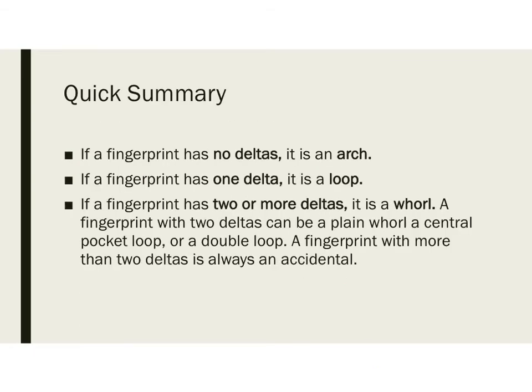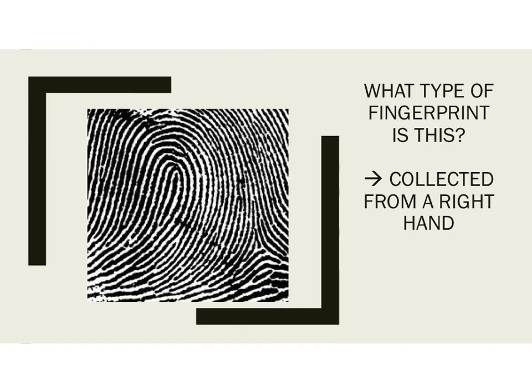All right, so quick wrap up. If I have no deltas, it's an arch. If I have 1 delta, it's a loop. 2 or more deltas, it's a whorl. Okay. So let's go ahead, let's see if you got these ones.